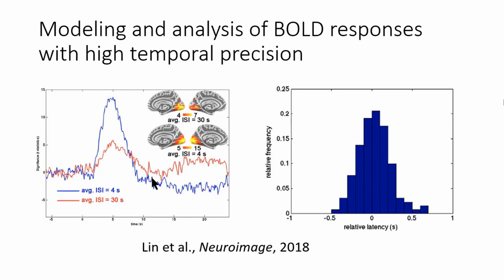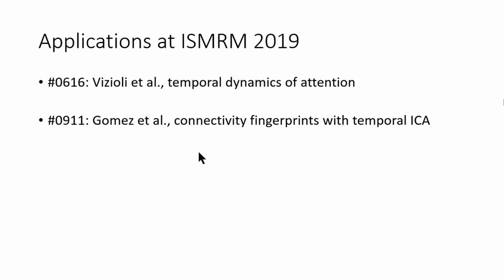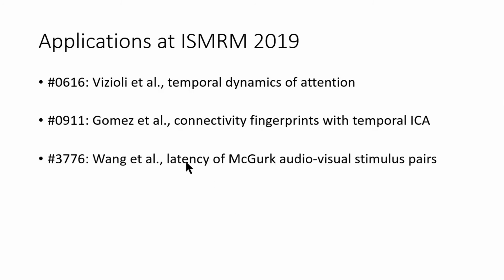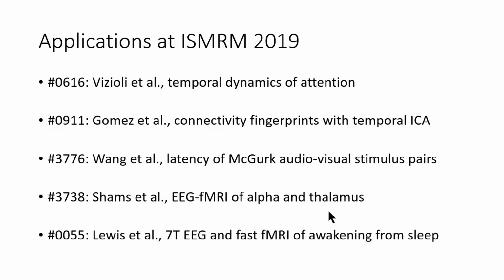This is just kind of a selection of what's possible, but I think actually the really exciting applications of fast fMRI are also in progress right now. There's quite a few of these at ISMRM that I'm interested to check out. There's temporal dynamics of attention, connectivity fingerprints with really fast sampling, audiovisual processing. There's simultaneous EEG and fMRI of alpha and the thalamus, and we'll also be presenting some fast fMRI work during sleep.